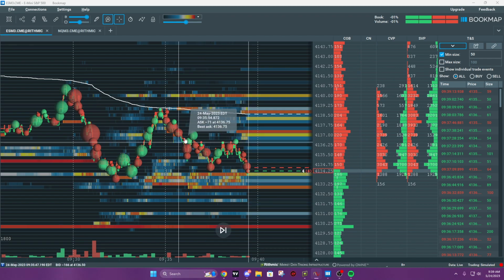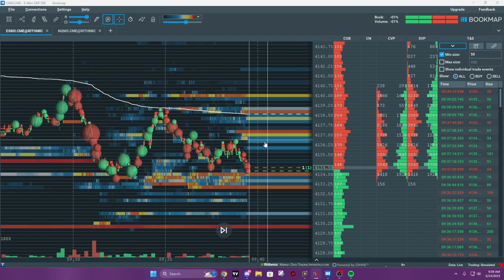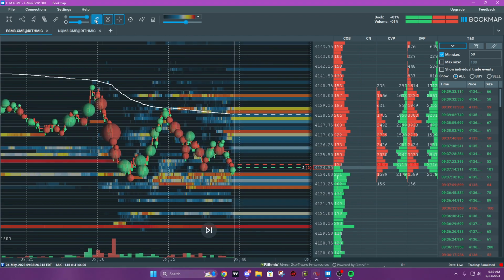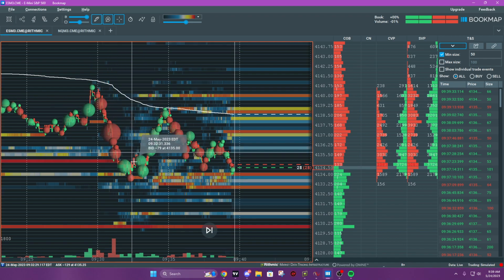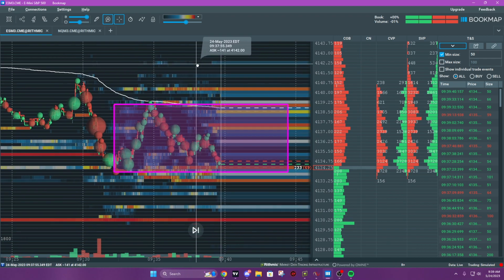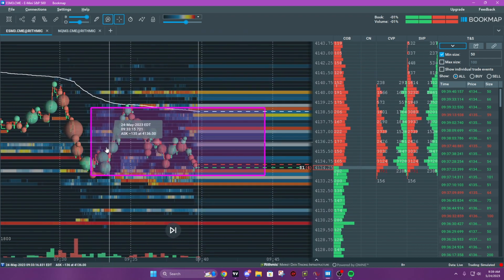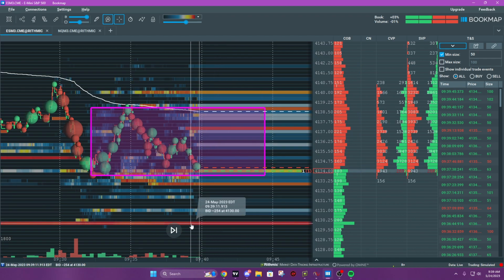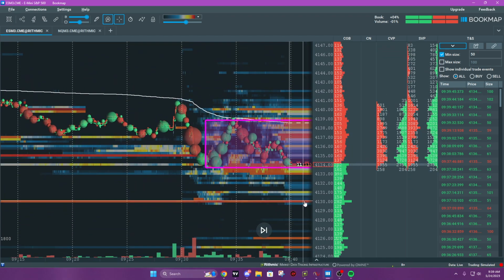But to me, it's easier just to watch Bookmap. Once we see a range form, arm in trend both. Like I'm not fully sure if this is a range yet, right? It could be. Little pink box here. I'll have to kind of see, but definitely looks like 4130 is going to be the area to watch.